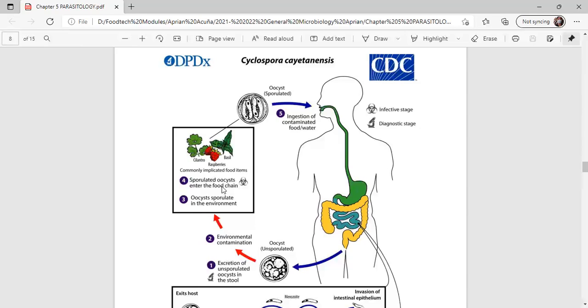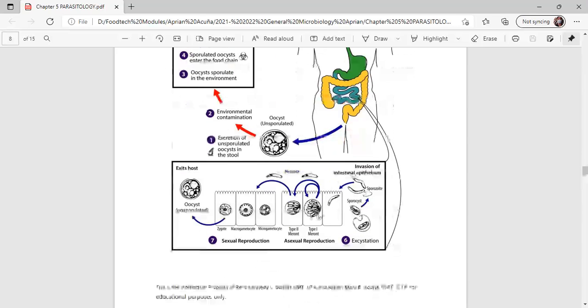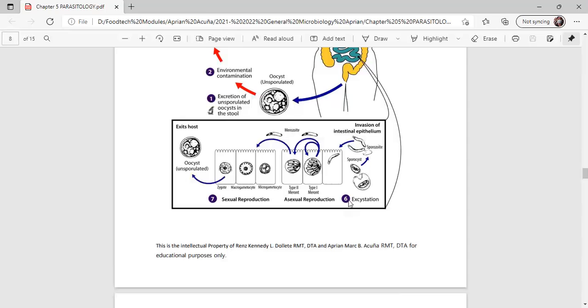Then your oocyst enters sporulation. Your sporulated oocyst enters the food chain. Okay? You have here a logo, and that logo signifies that it is the infective stage. The sporulated oocyst is your infective stage. You have here a picture of a sporulated oocyst. So, if a human ingests it, the site of infection is the small intestine. You have here number 5.